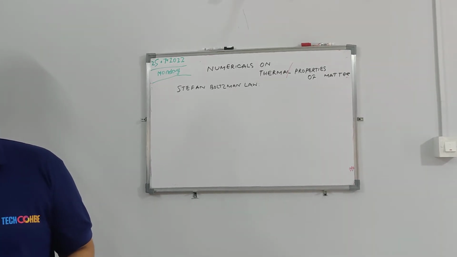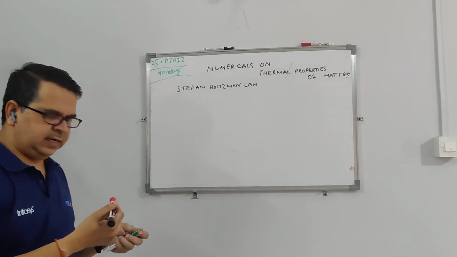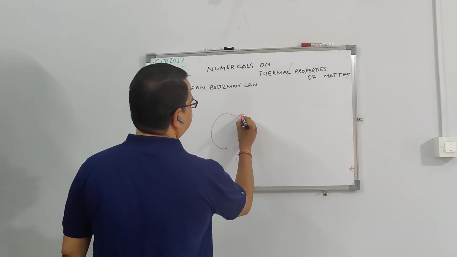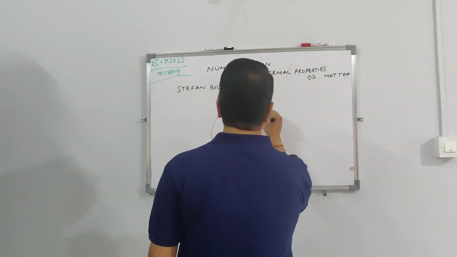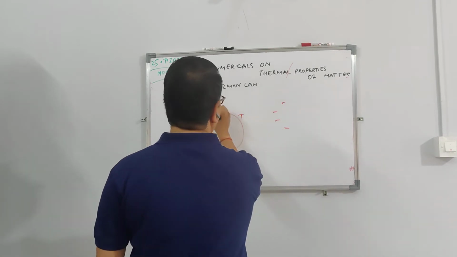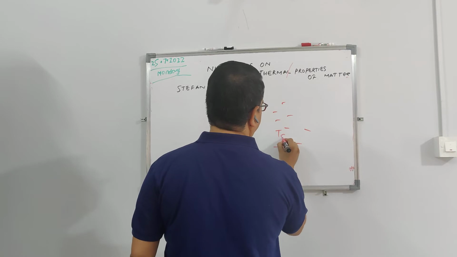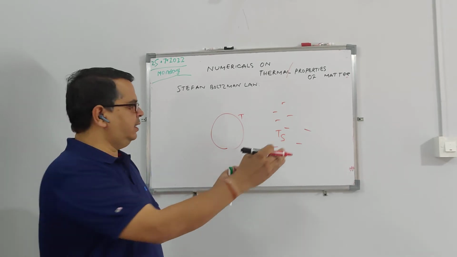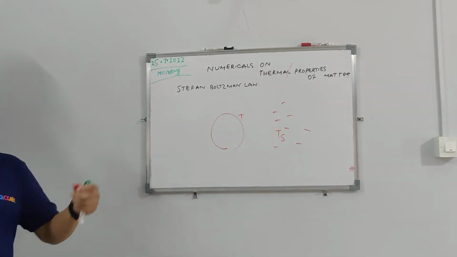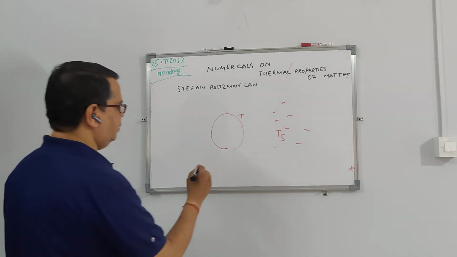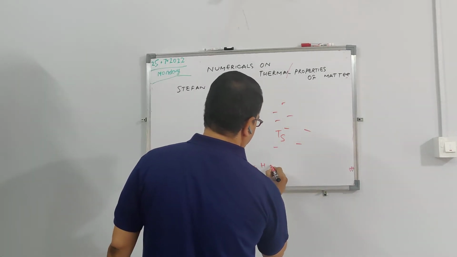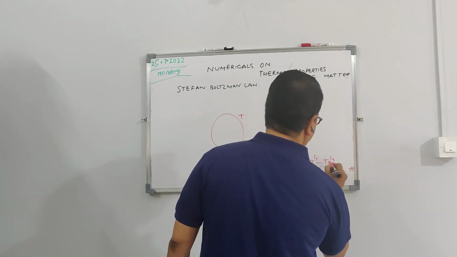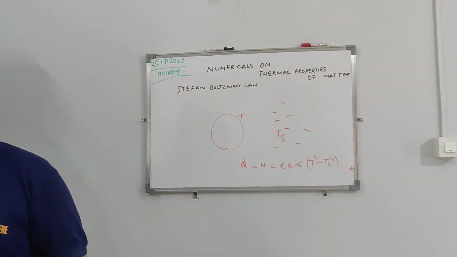So this is a direct equation. Suppose my body is here, at temperature T. I have the surrounding, which is at, let us say, temperature Ts. So there will be a heat transfer between these two. There will be the net heat. What is the net heat? The net heat formula will be Q dot H is equal to E A sigma (T^4 minus Ts^4). Right. So this is the net heat.